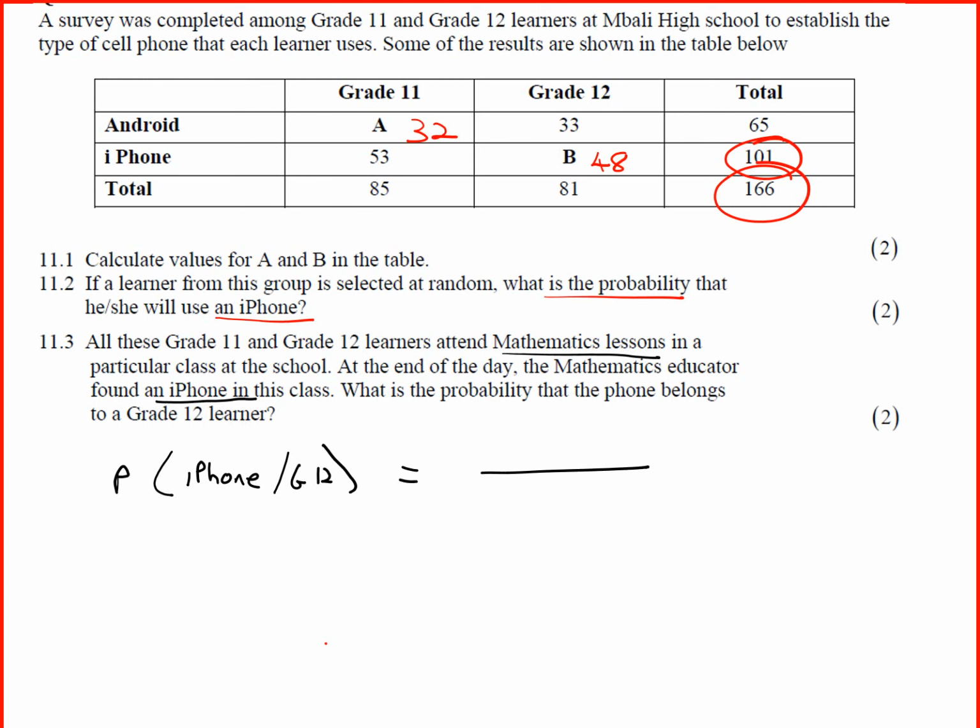So going to our table, we're interested in iPhone and we're interested in grade 12. So we can see there are 48 grade 12 students that use iPhone out of a total of 101. And here we have it, 48 over 101.